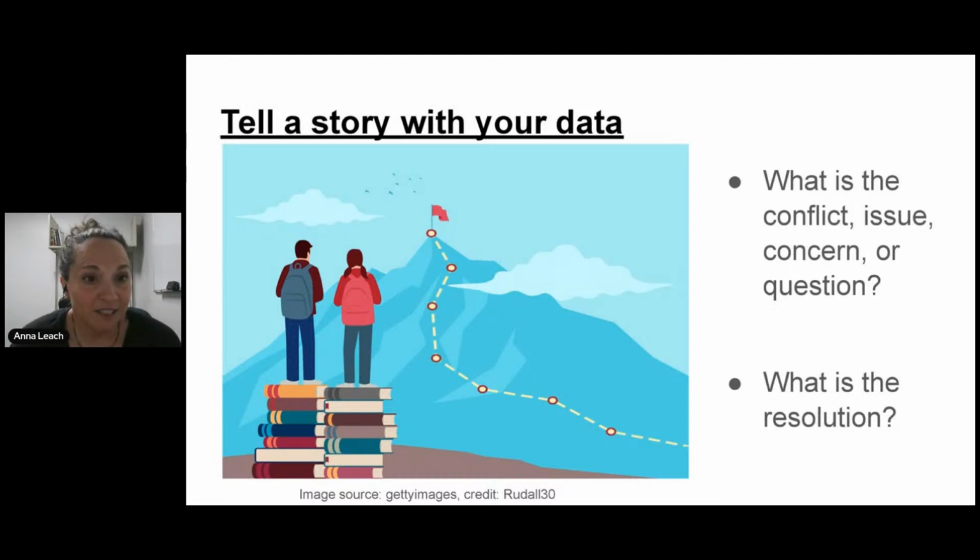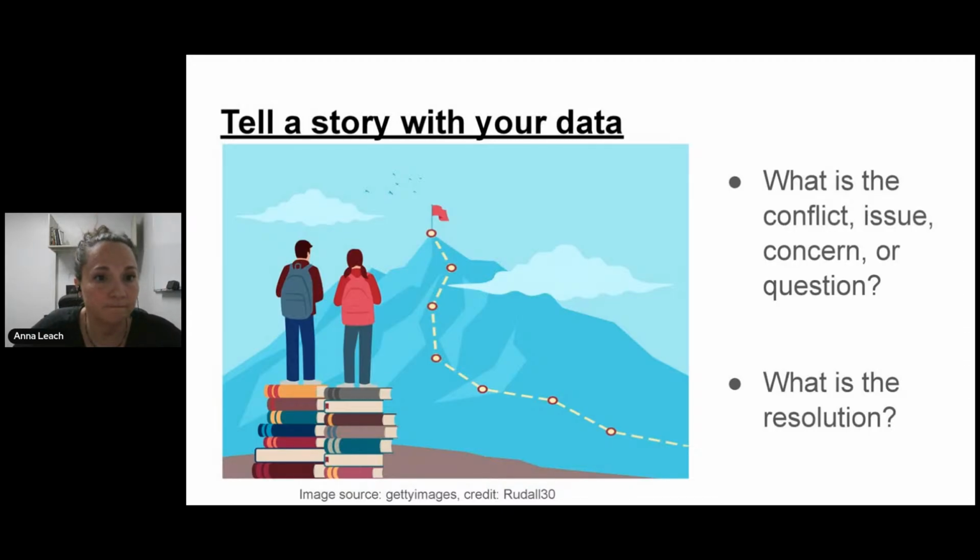Think about your data visualization as part of a story. You're going to gather your data and put together this data visualization. Take a break, step back from it, zoom out, and recall what your goal was. What's the intention of the process that you're going through here? What story are you trying to tell? Think about what is the conflict, issue, concern, or question. Think about what you want to communicate to that ideal client or ideal audience that you visualize.